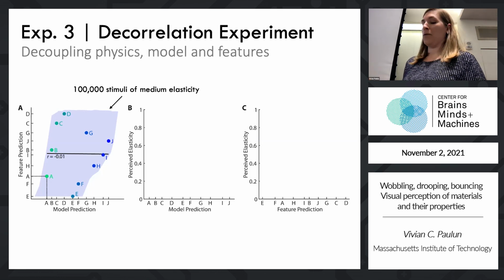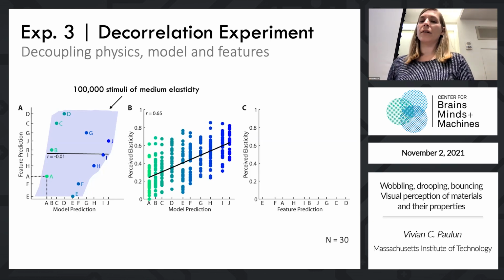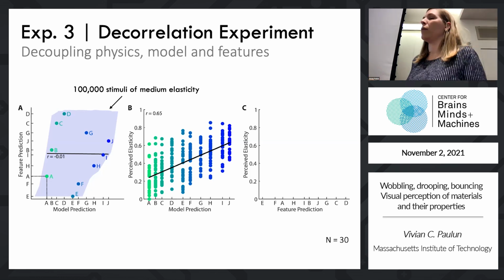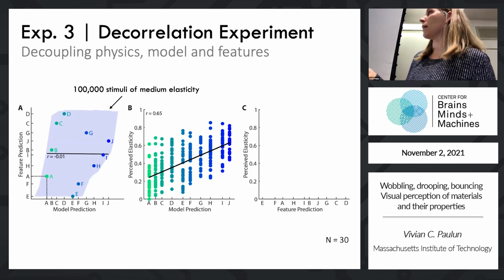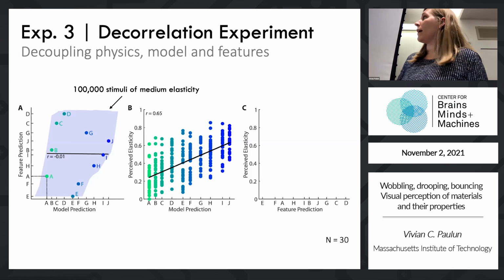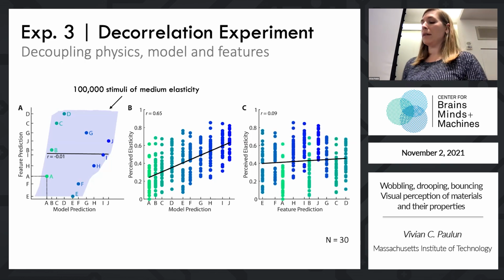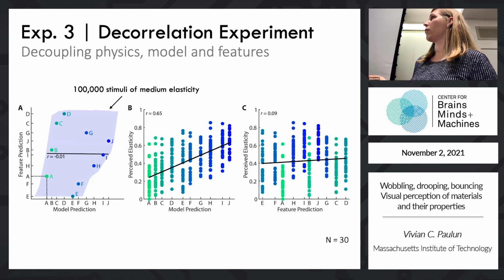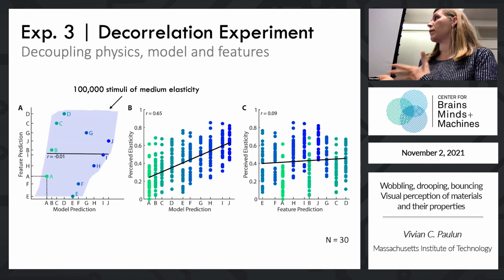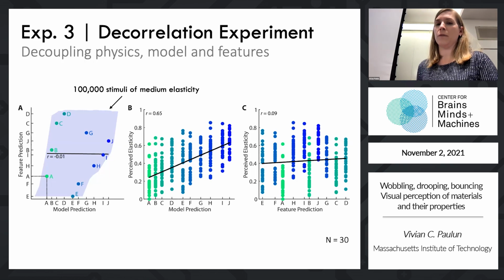First, perceived elasticity as a function of model prediction. This is now not average data, but individual data. That's why it's a bit more noisy. But you can see a clear linear relationship between the two when the correlation is high. Now I'm taking the exact same data and I just shuffle around the order on the x-axis so that it is in accordance with the feature prediction. And we can see that there is basically no correlation between perceived elasticity and the feature prediction. So for this specific example feature, if it is brought into conflict with the model, then the model does the better job of explaining the data.